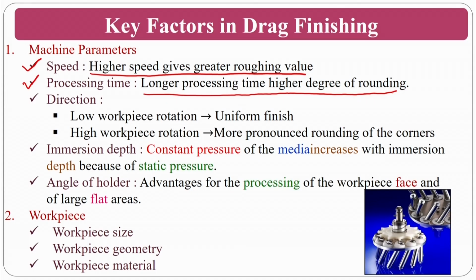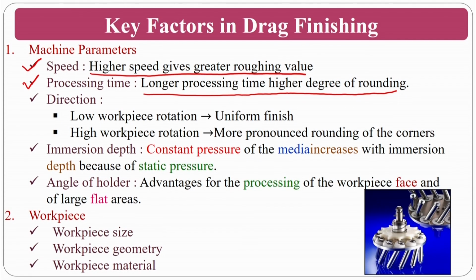That means if at all I want to generate roundness, assume that there is a very sharp edge which I don't want. Assume this is the place where the sharp edge is. If I want to hold it for a certain operation, then it will hurt the hand. So, I need to give some roundness to this type of cutting edges. Okay. So, these sharp edges are to be made round. For that purpose, you should always use a higher processing time, that means a higher finishing time.